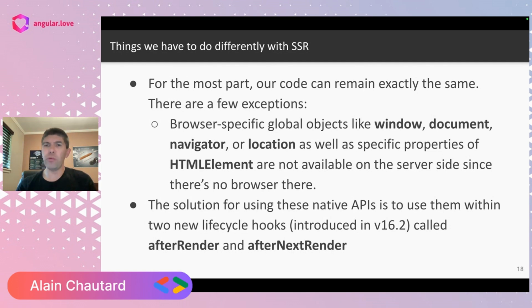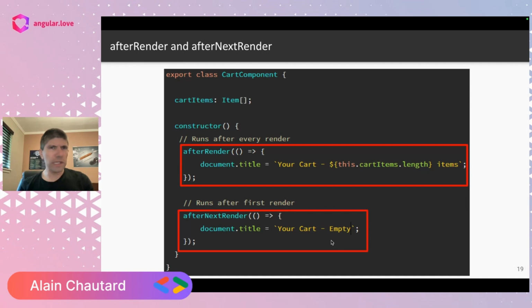So if you pre-render with a Node, you don't have a window, you don't have a document, you don't have a location or none of these things. So if you use these, you have to change your code a little bit. And the solution is to use some hooks that were introduced in Angular 16, afterRender and afterNextRender. One of them was renamed in Angular 20, by the way, and I didn't update my slide yet, so sorry about that.